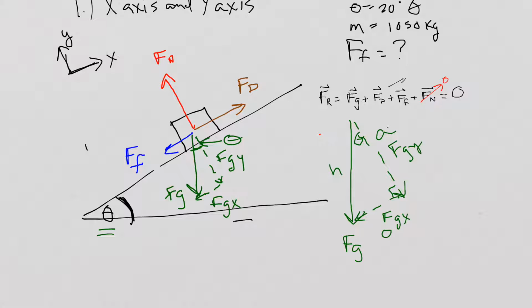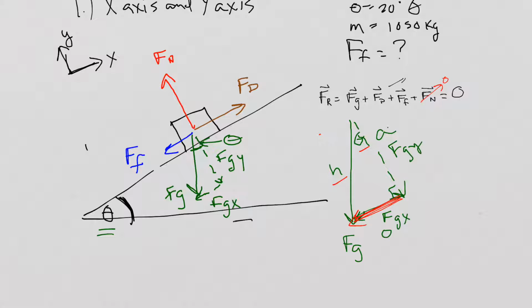So when we actually look for our FGX component on an inclined plane, we have to use trigonometry, and that means that if we're looking for this side right here, and this is our angle and this is our hypotenuse, we will be using sine to find the x component.